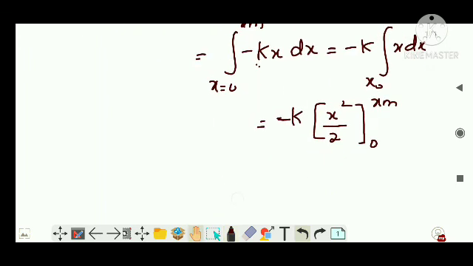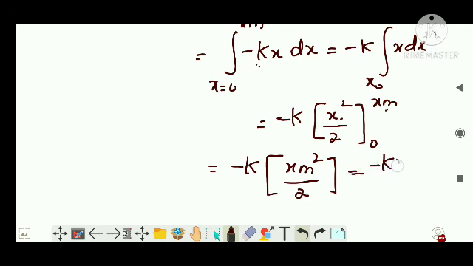The 0th value, that is equal to minus k times the xm value for the upper limit, that is xm squared. The lower limit becomes 0, so you need not write it. So you will get the value as minus k xm squared by 2. That is the work done by a spring when it is being stretched. Work done during stretching is minus k xm squared by 2.